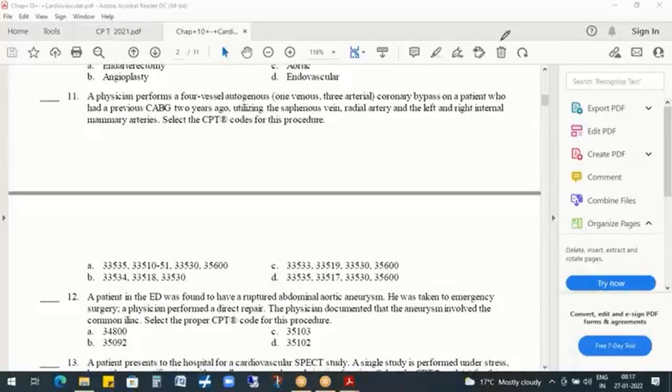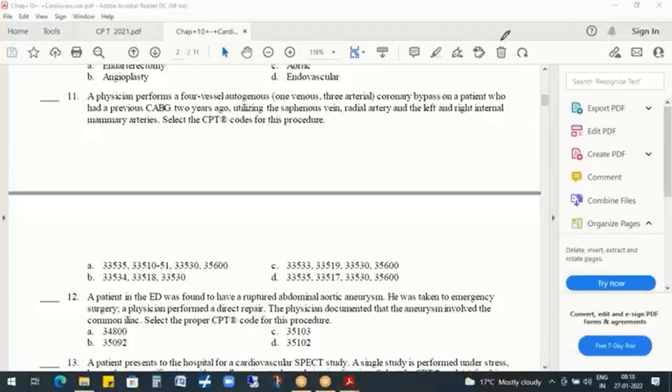See, if they want to bypass, they need to take from some location. Whether that location is coded or not depends upon the guideline. Upper extremity artery we can code, whereas the mammary artery and saphenous vein are a part of the procedure. If you harvest from that location, it is also part of the procedure.